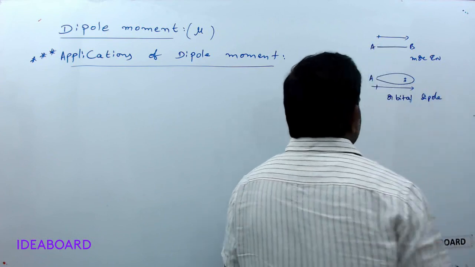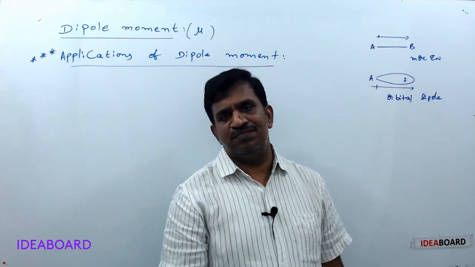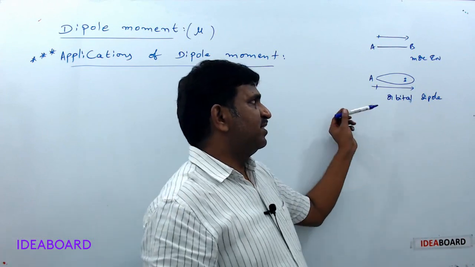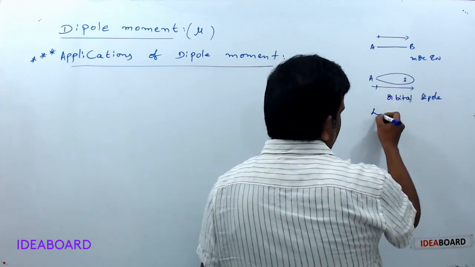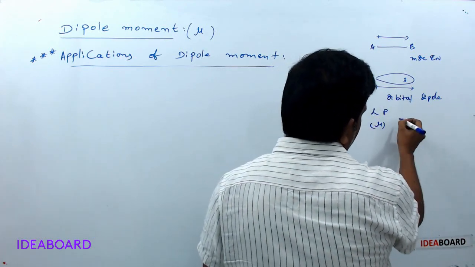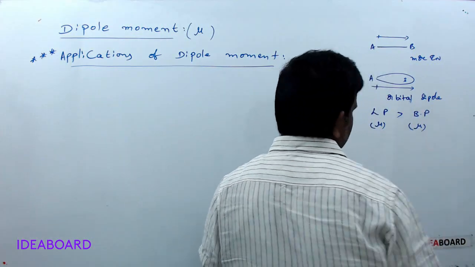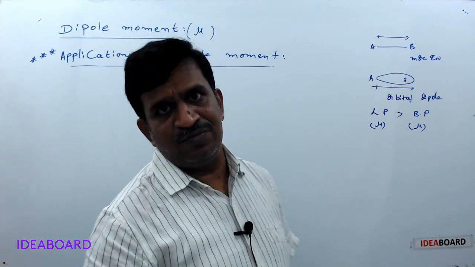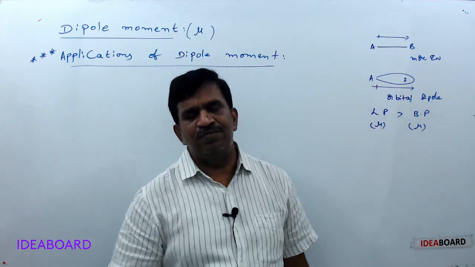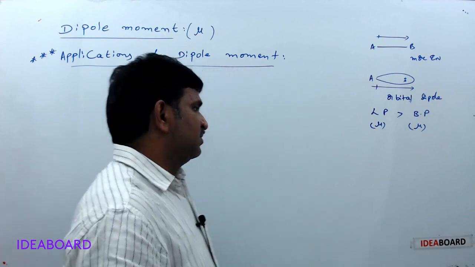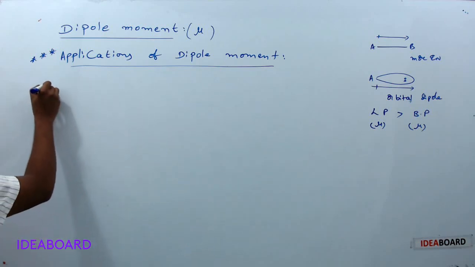Orbital dipole means it is the dipole moment of a lone pair of electrons present on the central atom, and that is always indicated from the central atom to the lone pair. And simply remember, lone pair dipole moment is always greater than bond pair dipole moment. Lone pair electrons' dipole moment is greater than bond pair electrons' dipole moment. Those points also please remember, and then we will go for the applications.